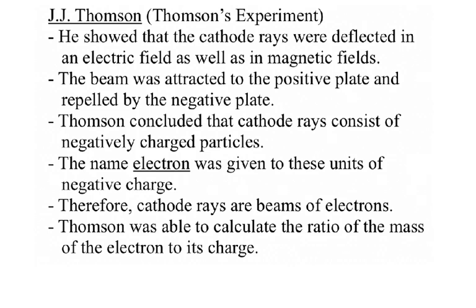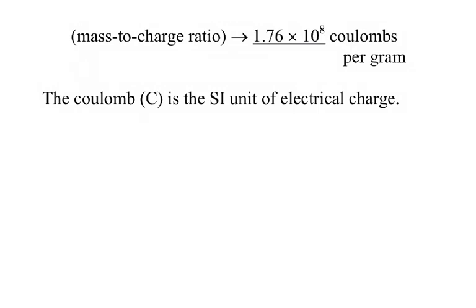Now, he tried to find the individual charge of the electron, but he was not successful. However, he did the next best thing. He was able to find the ratio of the mass to charge of the electron. And that ratio, which I'll show you here, the mass to charge ratio of the electron is 1.76 times 10 to the 8 coulombs per gram. The coulomb is the official SI unit of electrical charge. So although J.J. Thomson was not able to find the actual charge of the electron, he was able to do the next best thing, which was the mass to charge ratio.